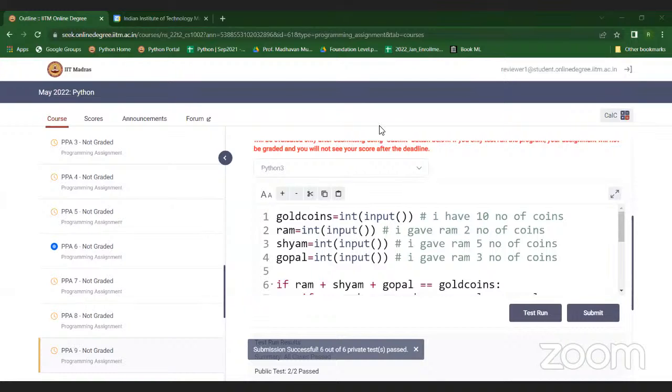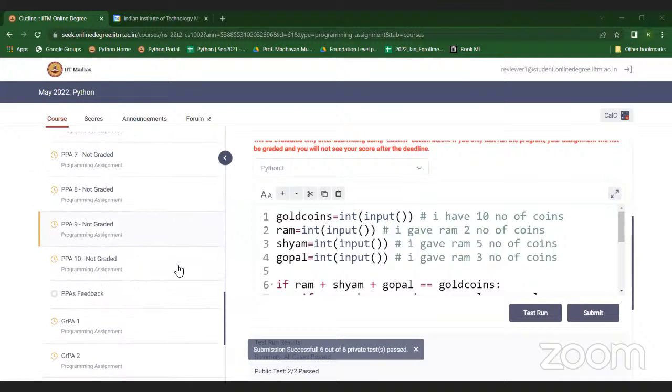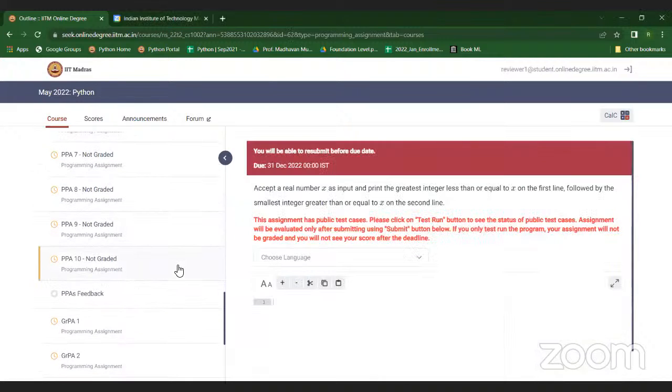Yeah, okay, thanks. Now can we move on to PP10? Yes. Okay. To start solving PP10. Sir, can I share my screen for PPA 9? Yeah. So Karthik, are you there? Are you here? Yes, Ram. Yeah. Okay.